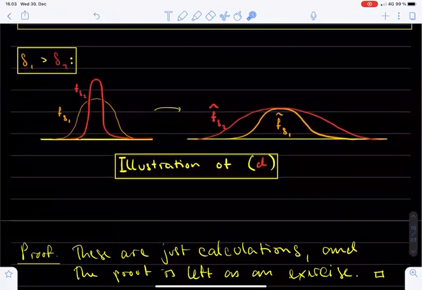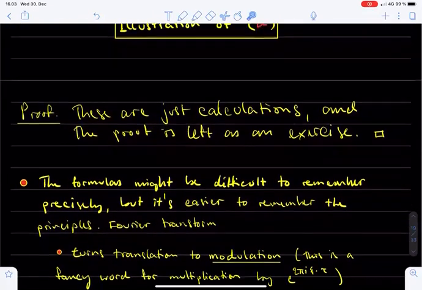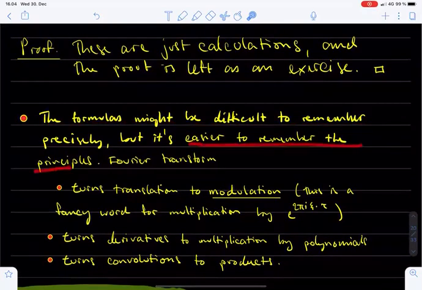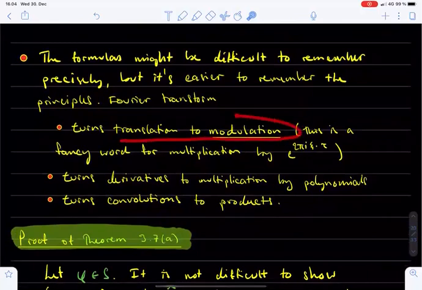The proofs of all the formulas in proposition 3.8 are nothing but straightforward calculations, and we leave them as exercises. The formulas might be difficult to remember precisely, at least for me, but it is much easier to remember the principles. Once more, Fourier transform turns translations into modulations, derivatives into multiplication by polynomials, and convolutions into products.